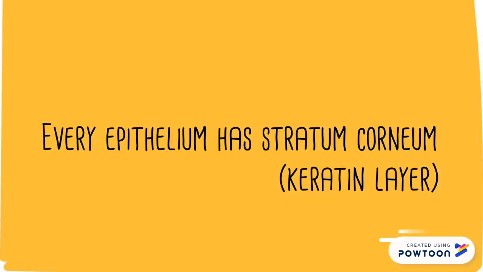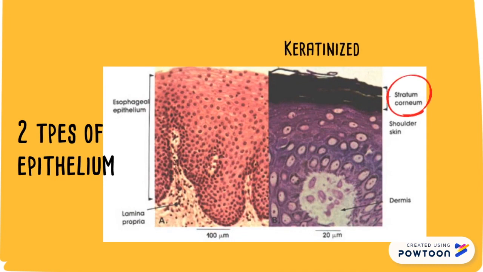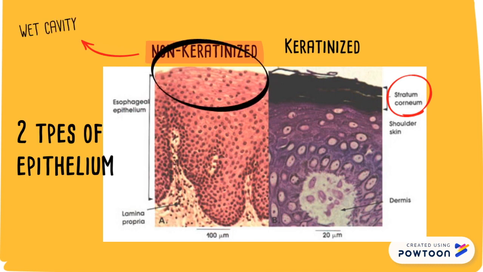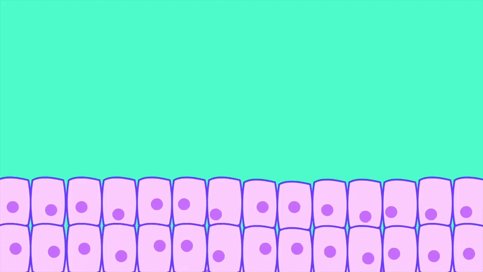However, not every epithelium will have stratum corneum. Stratified squamous epithelium can be separated into two types, keratinized and non-keratinized. Those non-keratinized are mainly the mucosal epithelium, which is located mostly in the wet cavities such as the mouth, esophagus, and eyelid. These organs do not have this superficial layer because water loss does not need to be prevented due to their moist environment. The next question is, so how is keratin produced?